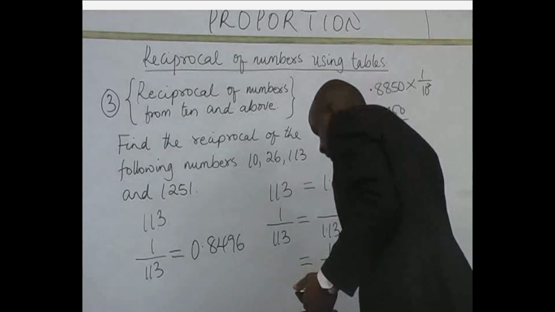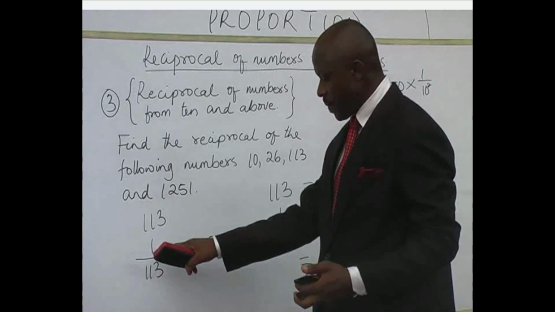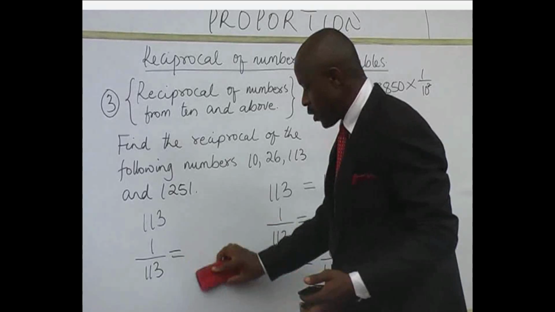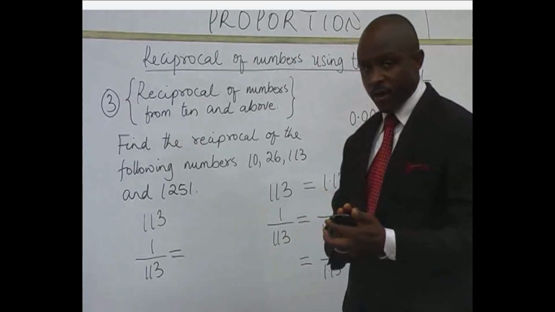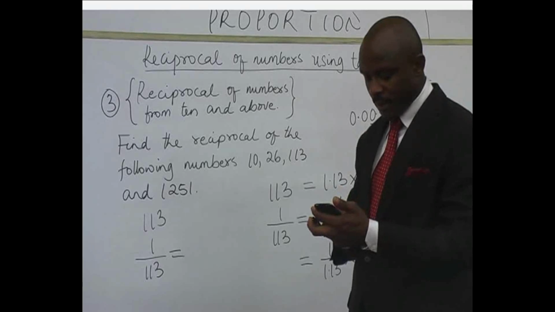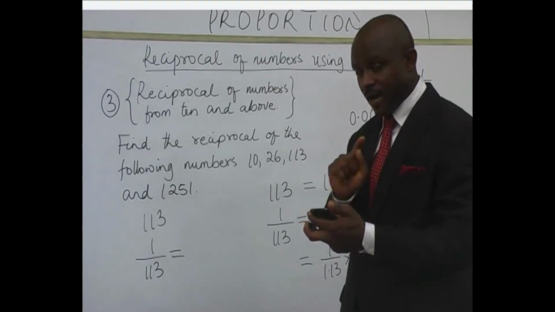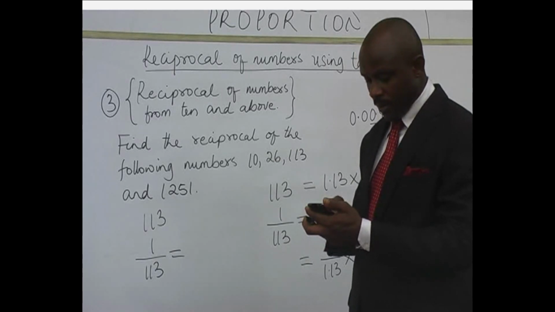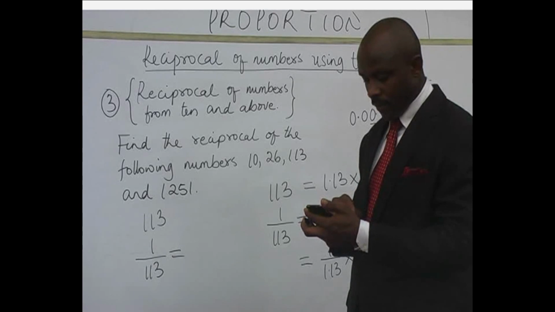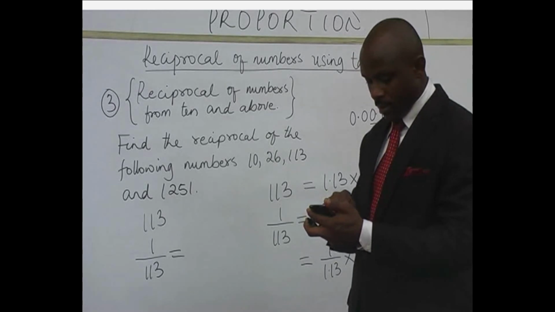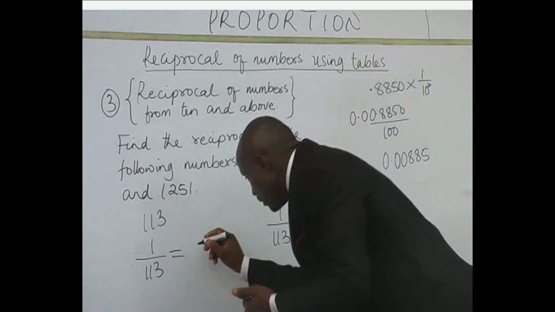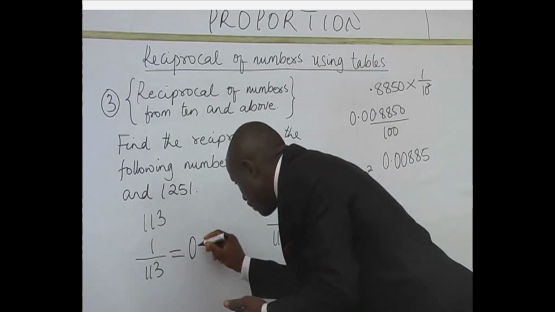There was a mistake when I used the calculator to divide 1 by 113. I did not know that the calculator was on a different function, not on a normal function. If you divide, use a calculator now, 1 divided by 113 is giving us 0.00885.